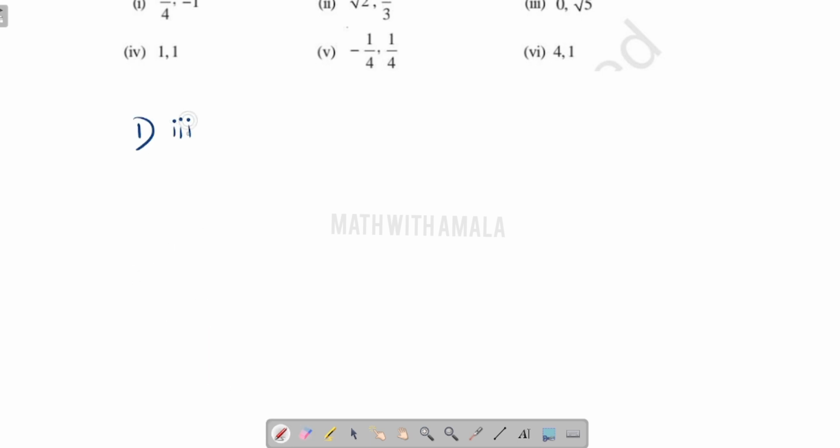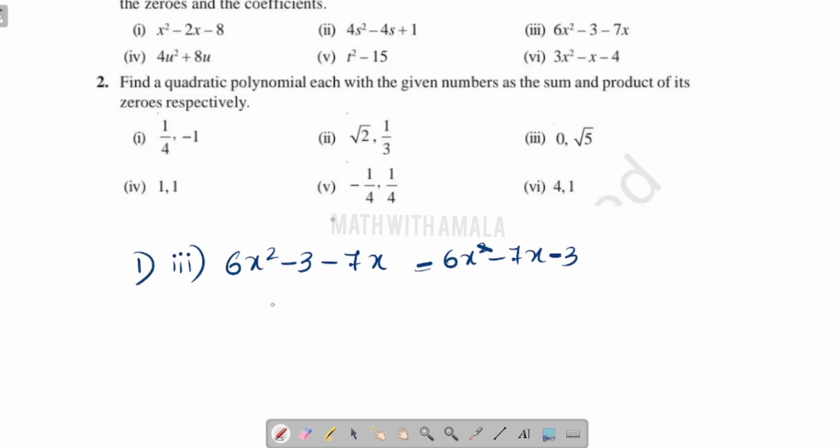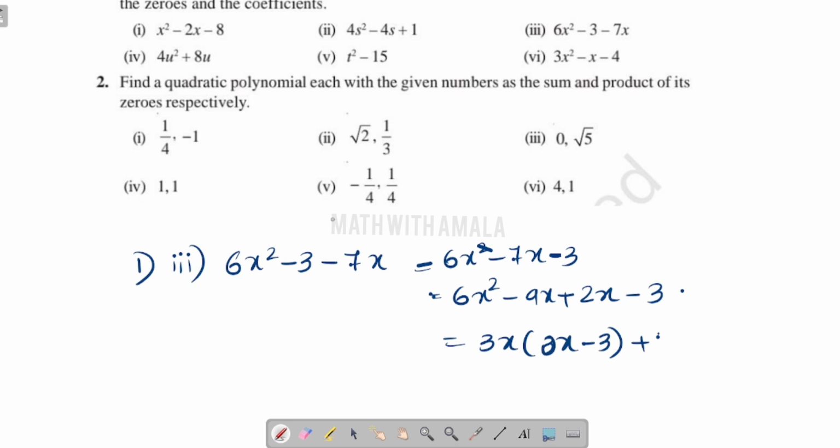Part number 3. Six x square minus 3 minus 7x. You can just rearrange it since it is commutative. 6x square minus 7x minus 3 is equal to 6x square minus 9x plus 2x minus 3. That is equal to, you can take the 3x outside, you will get 2x minus 3 inside and also 2x minus 3 over there. Then you can take the 2x minus 3 commonly outside. Then 3x plus 1 will be remaining there.